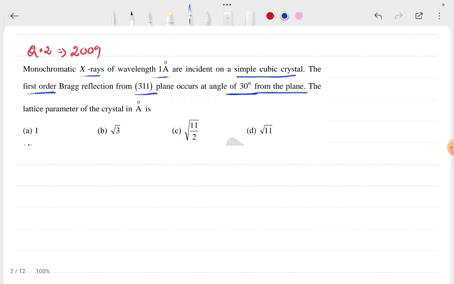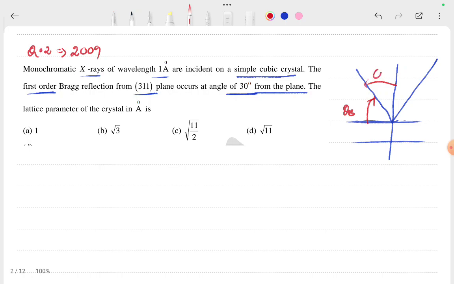When the angle is taken from the plane, this is called Bragg's angle, and when the angle is taken from the normal of the plane, that is called the incident angle. One is theta b and the other is theta. Theta b is measured from the plane, and theta is measured from the normal of the crystal. I just gave you hints. When we measure from the plane, this is called theta b, and when we measure from the normal of the plane, this is called theta.